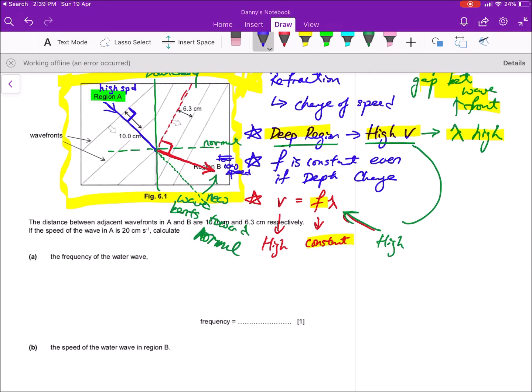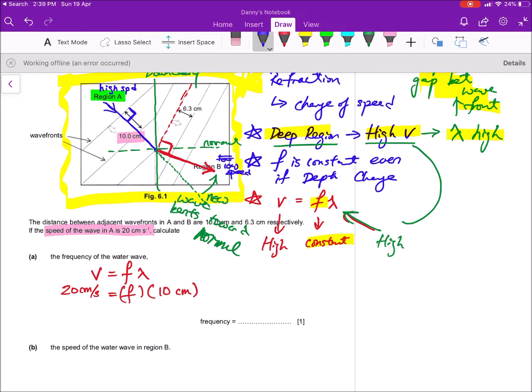Okay, so now let's deal with the A and B. So I'm to find the frequency of a water wave, and I know that the speed of the wave in A is given. So if I look at A, I can actually tell that my wavelength is 10 cm. So I can make use of this formula. So remember, in all your presentation, you must always state the equation that you are using first, and then you do a proper substitution. So in this case it is cm per second. I want to know the frequency. I know the wavelength is 10 cm.